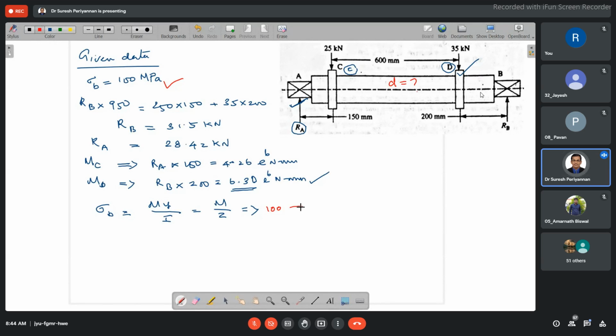100 megapascal, you can take as 100 Newton per mm square. Then 6.3 e power 6 divided by pi by 32 into d cube equals 100. From this you can find the diameter of the shaft, which is 86.3 mm. We can consider 90 mm. Okay, now I come to the next problem.